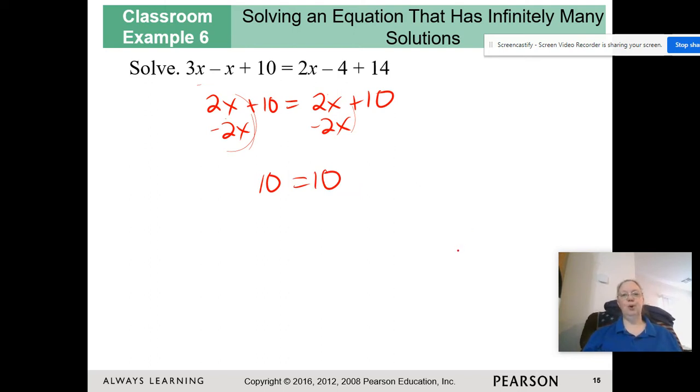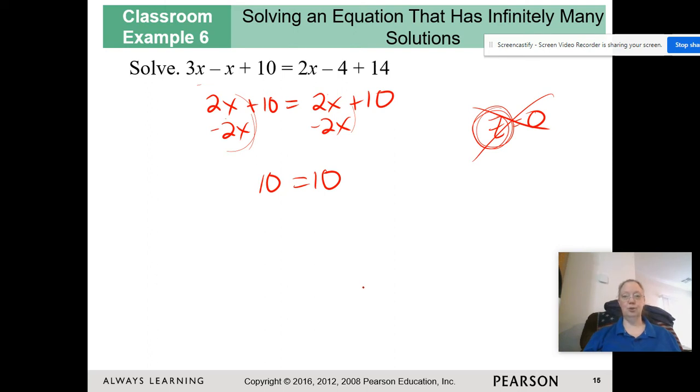When you have this situation where all of your x's completely cancel out, there's no x's left. It's not a situation like before where we had z equals 0. That's not what I'm talking about. This would be if the variable itself is completely gone. Okay, so if there is no more variable at all whatsoever, the answer is going to be one of two choices. It's either going to be no solution, or it's going to be infinitely many solutions.